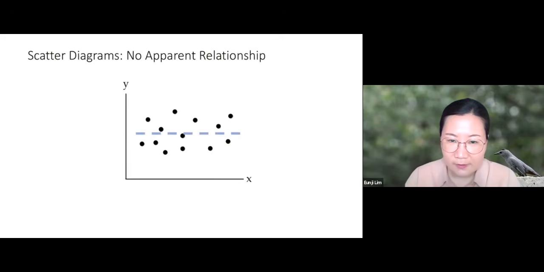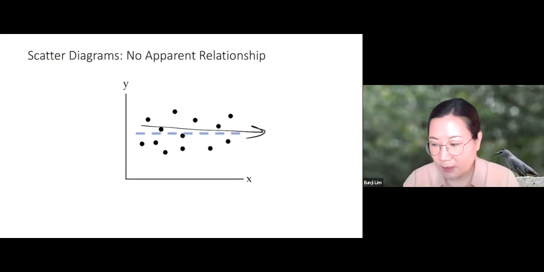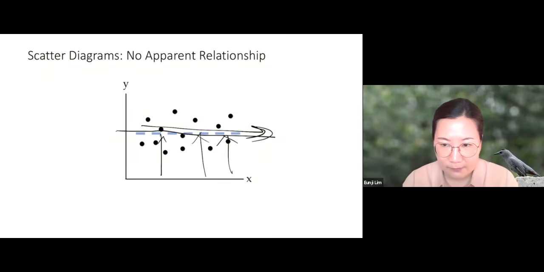Next, let's look at another pattern. If your scatter diagram shows a horizontal trend and the data points are all over the place, then there's no apparent relationship between x and y. Because even if y stays in the same value, the x values can take different values.